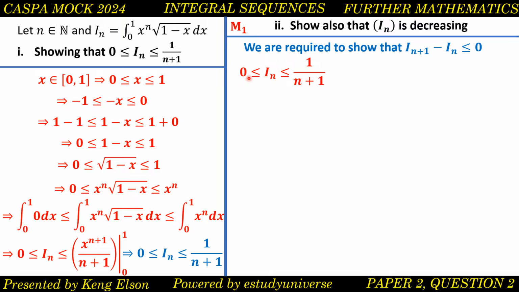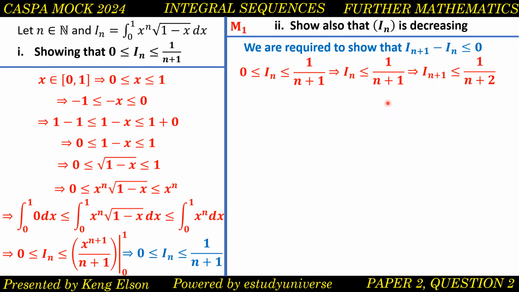Okay, so using the first method, we use the information we have had, which is I of n is between 0 and 1 over n plus 1. So if I of n is between 0 and 1 over n plus 1, it therefore means that I of n is a positive sequence, but it is less than 1 over n plus 1. So I can just say that I of n is actually less than 1 over n plus 1, bearing in mind that it is a positive sequence.